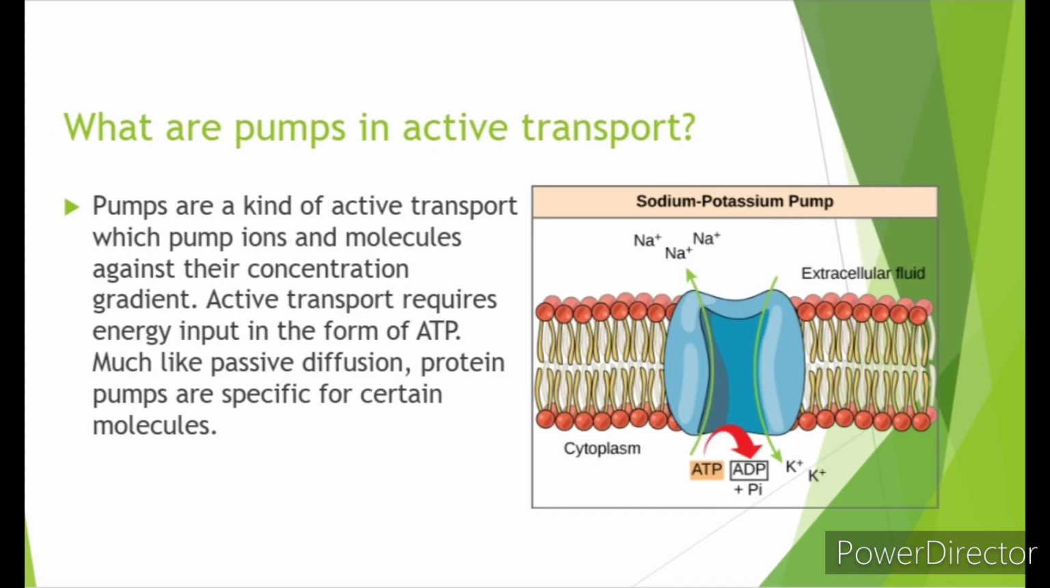What are pumps in active transport? Pumps are a kind of active transport which pump ions and molecules against their concentration gradient. Active transport requires energy input in the form of ATP. Much like passive diffusion, protein pumps are specific for certain molecules.